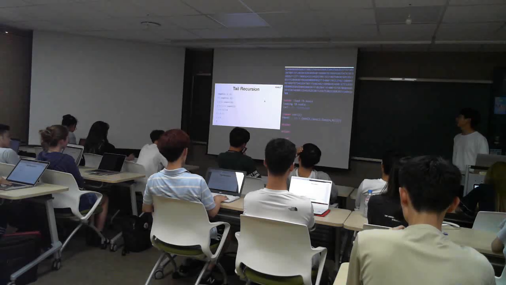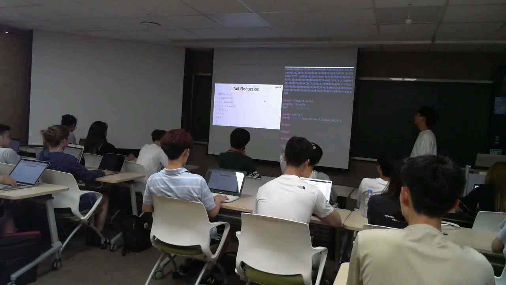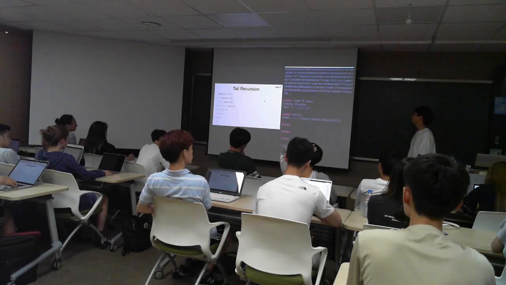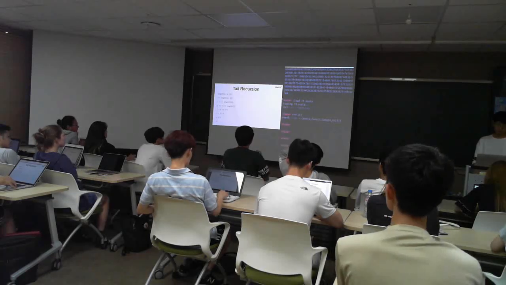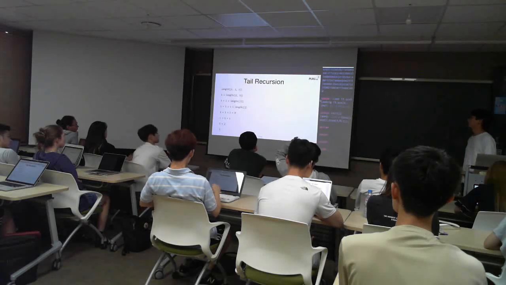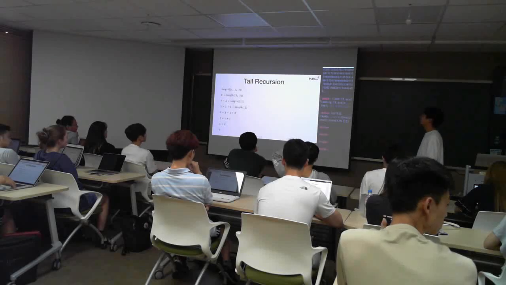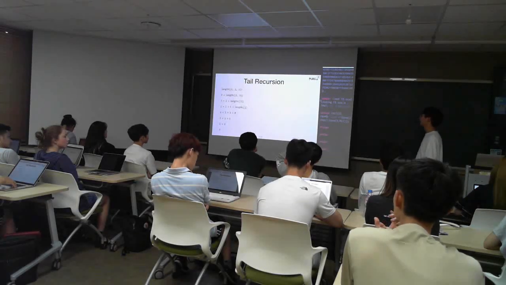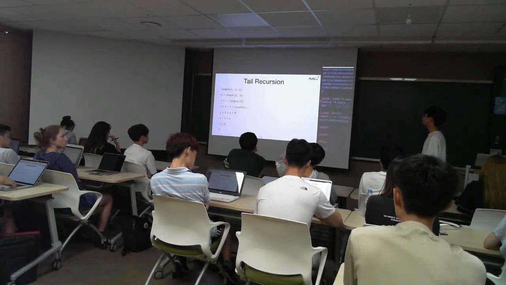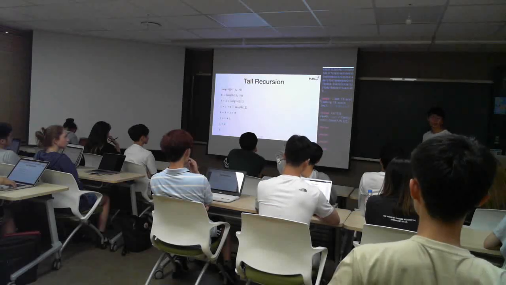However, we can change the length function to a tail recursive way while retaining time complexity of O(n). So let's try this. So it is the original implementation of the length function. Length of 1, 2, 3 is equal to 1 plus length of 2, 3. And it is equal to 1 plus 1 plus length of 3 and so on. So it will call the length function again and again, and it will grow the stack.